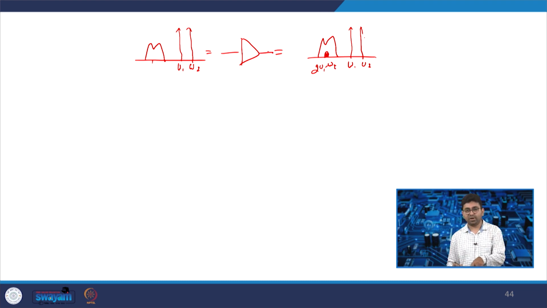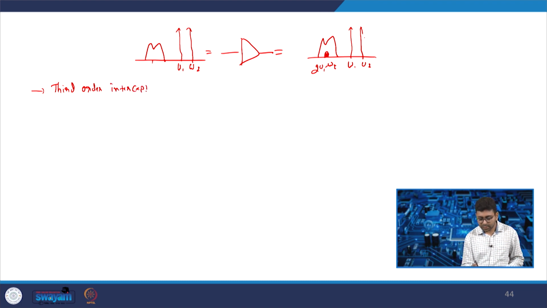So, you require your low noise amplifier to be as linear as possible, and your third order nonlinearity should be better, so that the amplitude of the third order component will be as small as possible. So, this is why we are studying intermodulation, and it has an effect on the complete RF system. So, we will try to find the third order intercept point.